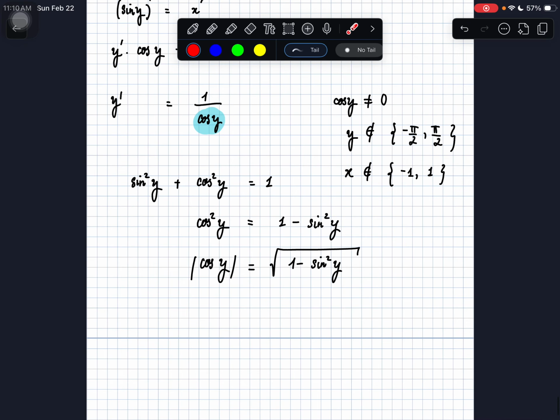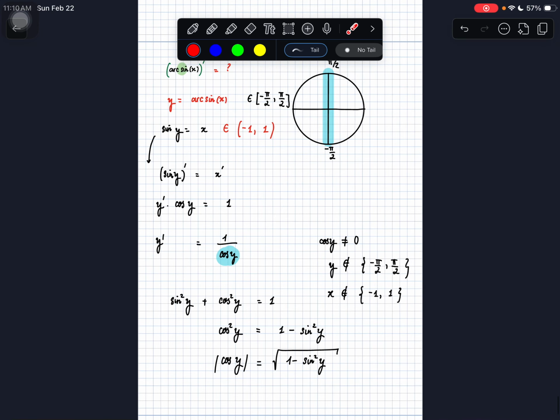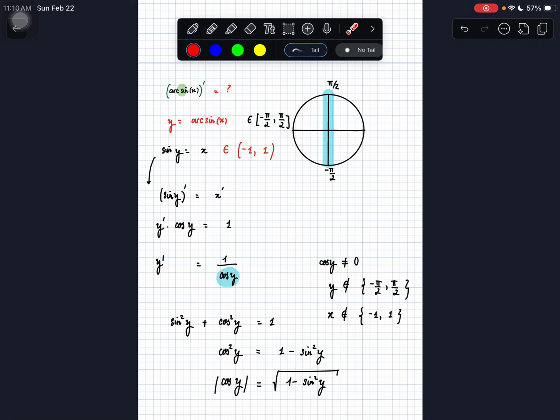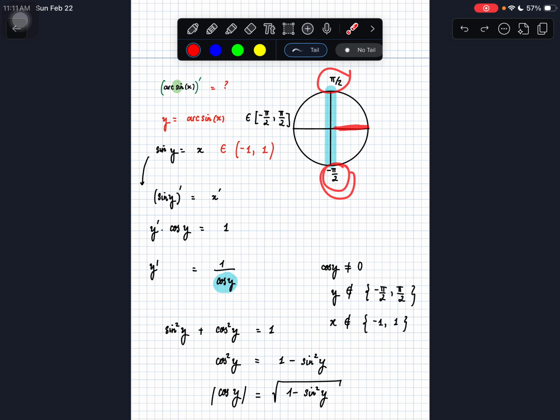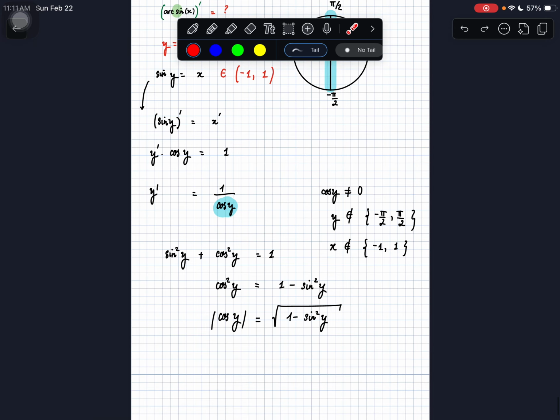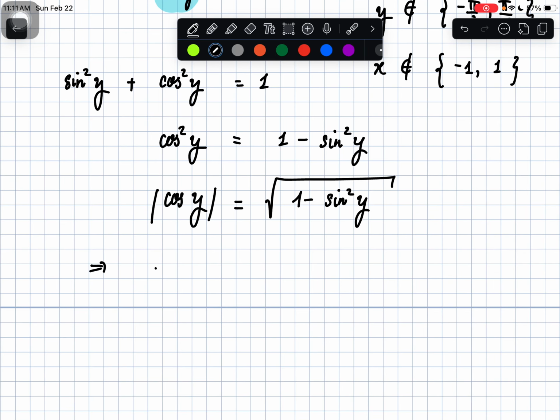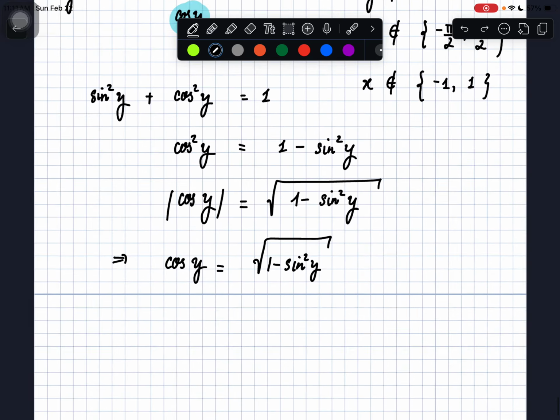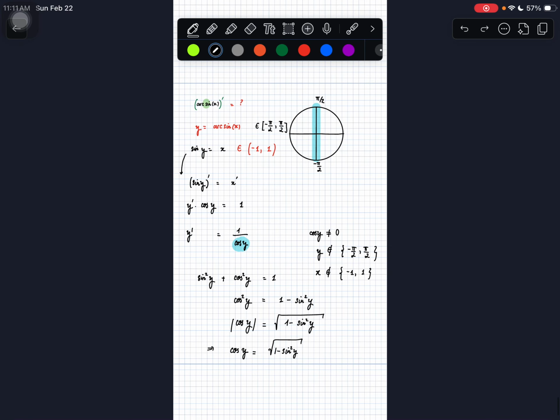Now look at this. Cosine of y can be plus or minus this square root. However, the angle we are working with is between minus pi divided by 2 and pi divided by 2. Cosine of those angles takes values bigger than 0. That's why we have cosine of y equal to the square root of 1 minus sine square of y. We don't want negative values for cosine of y. So now I can write cosine of y as the square root of 1 minus sine square of y, which is 1 minus x square.